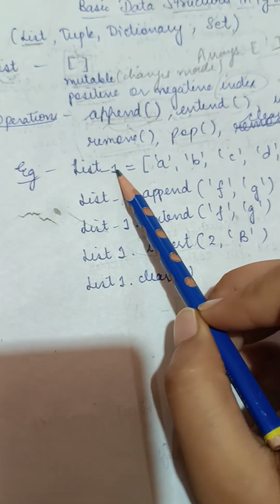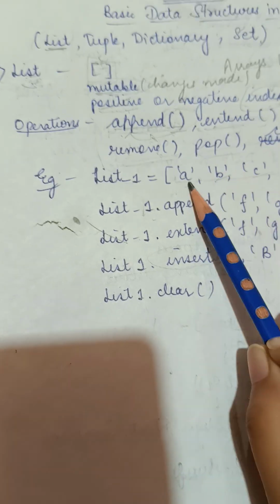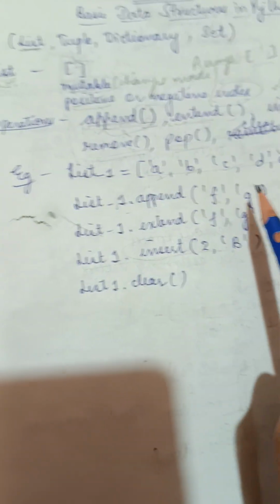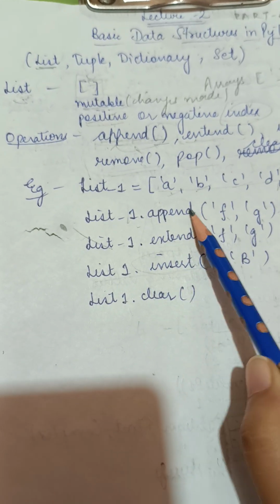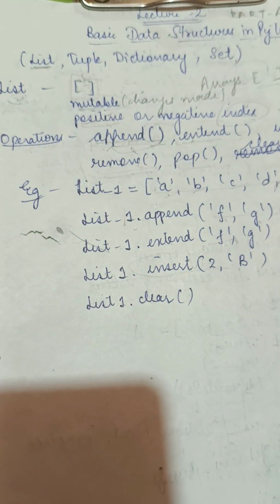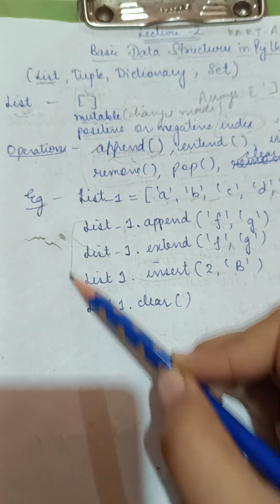Let's say we have a list which stores these characters, that is A, B, C, D and E. What if I want to add F and G into this list? I have two options to add this, and in case I want to add something in between, I have another option called insert. Now what are the various outputs that these operations give us?